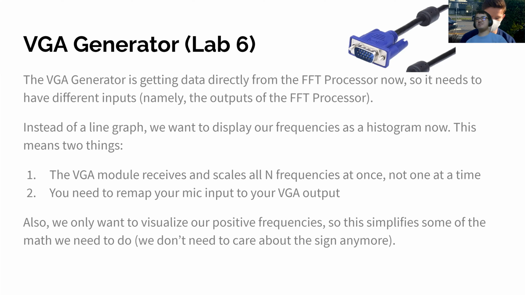But now we receive all 8 or 16 frequencies at once from the FFT processor, so you'll be doing your scaling all at once. You'll also need to remap your mic input to your VGA output slightly differently, because the input data is no longer from 0 to 4095, it is from 0 to 16,384. Also, instead of vertical split screens, we're going to be doing horizontal split screens for the histogram bins, which will be a constant size. So the split screens are not a complex scaling equation anymore.